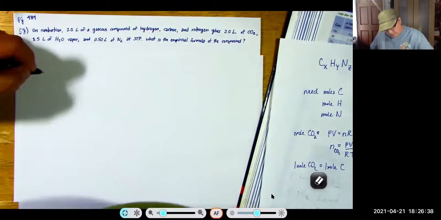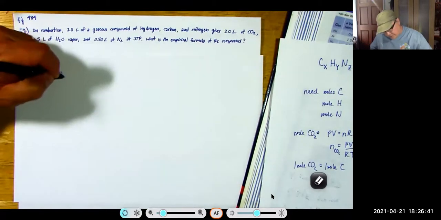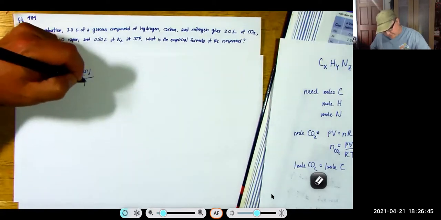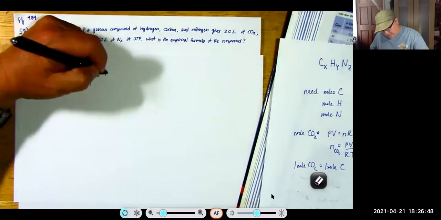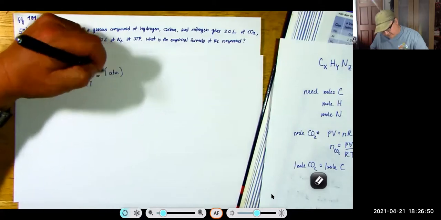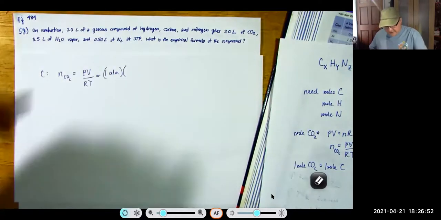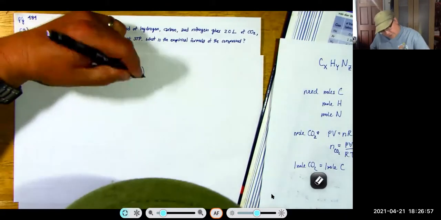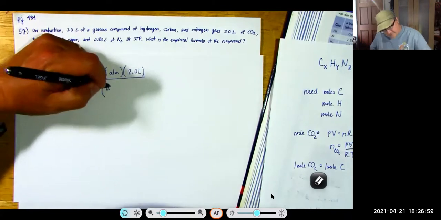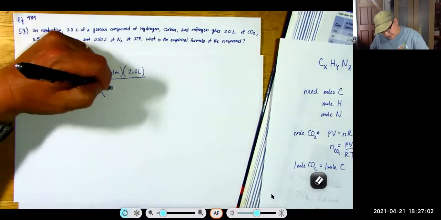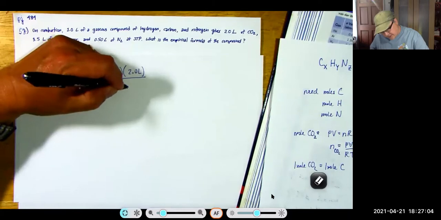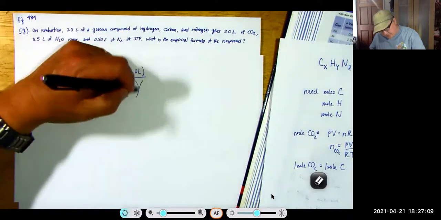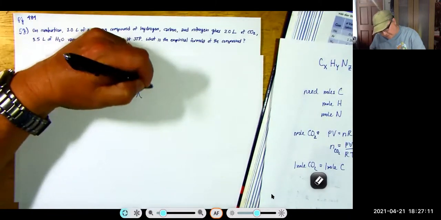So for carbon, the moles of CO2 is equal to PV over RT. The pressure is 1 atmosphere exactly, STP. The volume, they say, is 2.0 liters. R, we're going to use the one that has atmospheres in it, 0.08206 liters atmospheres per mole K. And for the temperature, we're going to use 273.15 K.